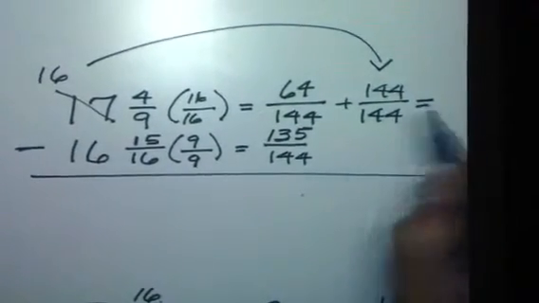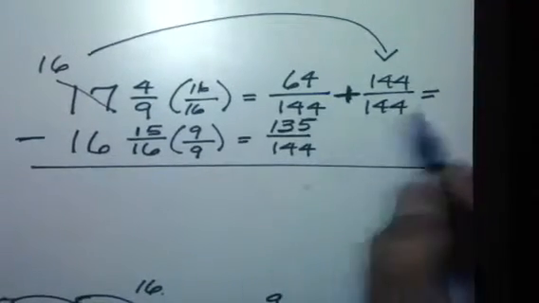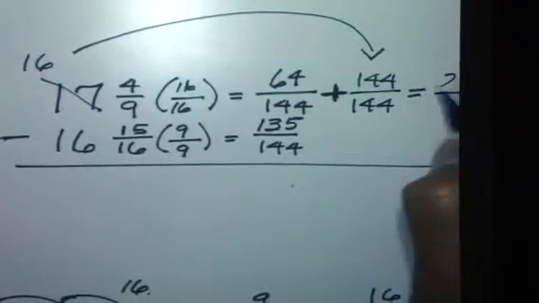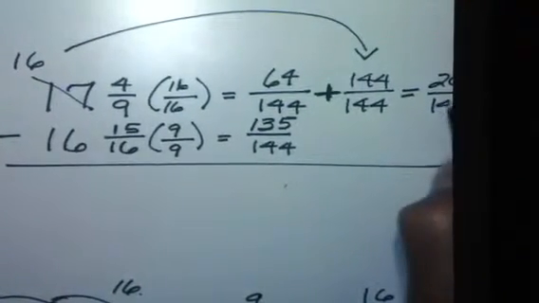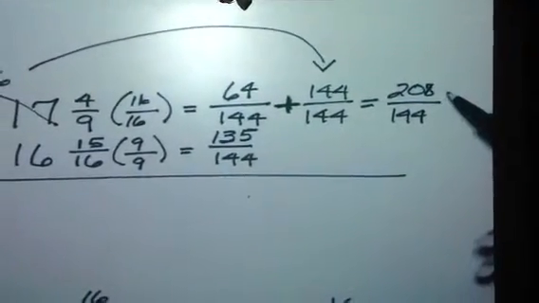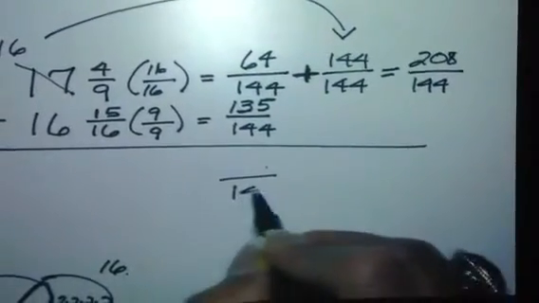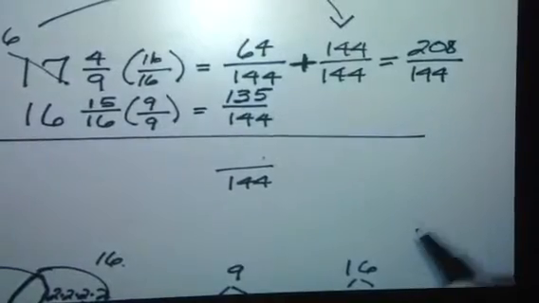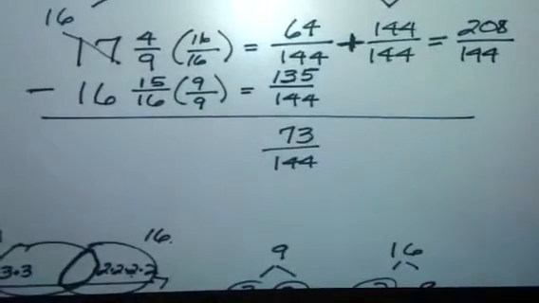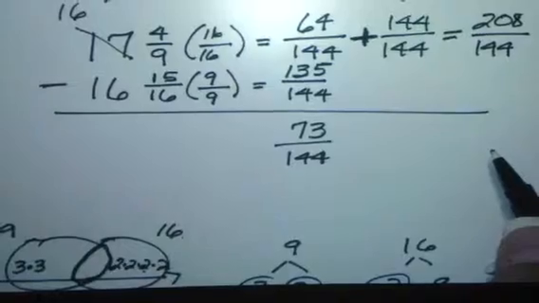Now I'm going to combine those. I am adding those, and you must demonstrate this process that is being added on. 64 plus 144 is 208 over 144. Now I can subtract. I can take 208 minus 135, which is all over 144, and I get an answer of 73 over 144. Here's where you need to apply divisibility rules.